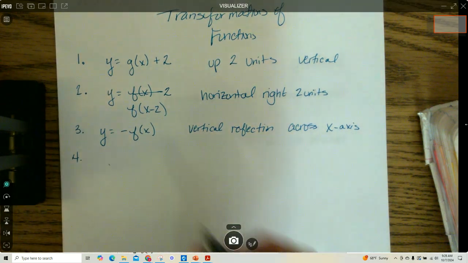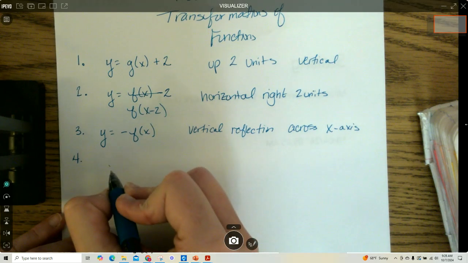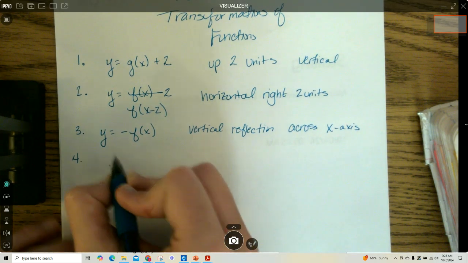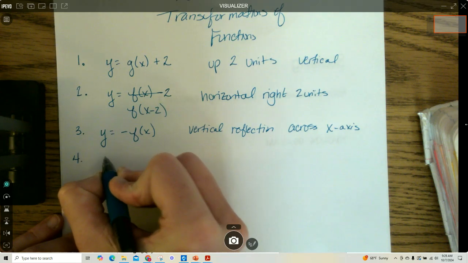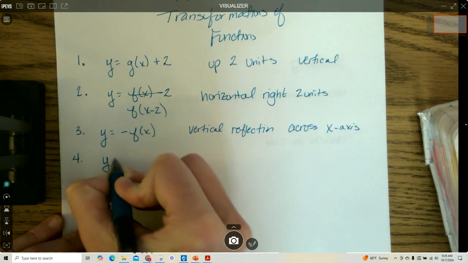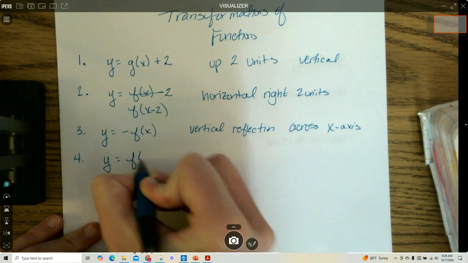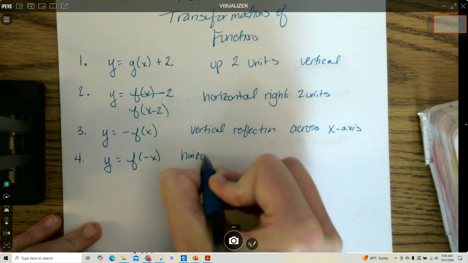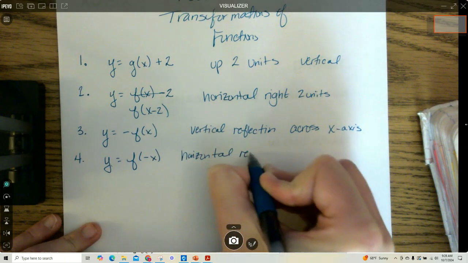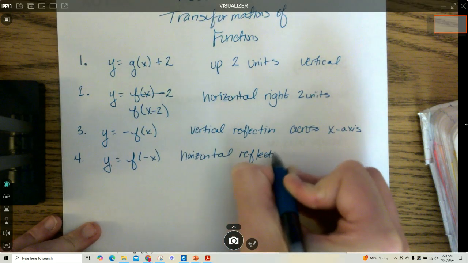So if it's a negative change in the x, like adding a negative to just the x inside the parentheses, that would be the y-axis. Number 4: y equals f of negative x is a horizontal reflection. So reflecting across the y-axis.